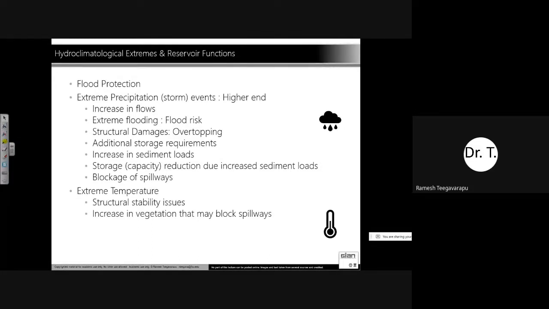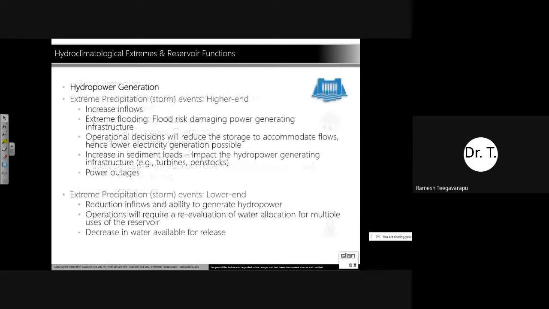If you look at the flood protection perspective, the operation, what happens if you have extreme precipitation events because of climate change? Increase in flow, flood risk will increase, structural damages will happen to your structure, additional storage requirements are needed, and there is an increase in the sediment loads. You can also see reduction in the storage because of sediment loads and blockage of spillways. Of course, extreme temperature will also cause structural stability issues, and because the temperature is very good, there will be increased vegetation that might block the spillways.